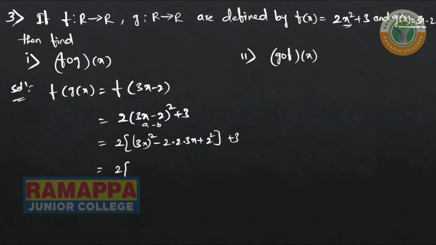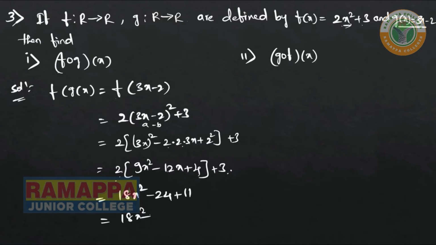Now it will become 2 into (9x square minus 12x plus 2 square, which is 4), plus 3 here. Now it will become 2 nines are 18x square, 2 twelves are 24x, minus 24x, plus 2 fours are 8, plus 3, it will become 11 here. So 18x square minus 24x plus 11 is the answer here.